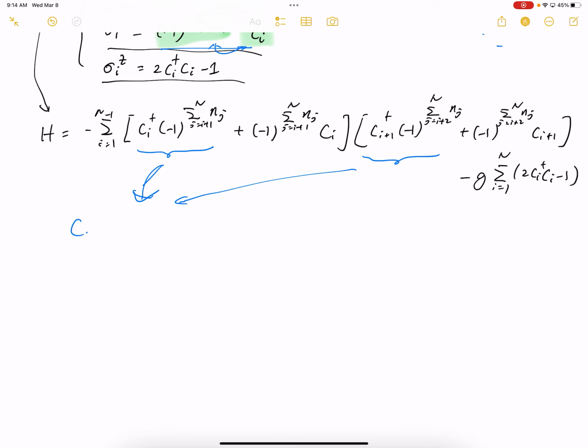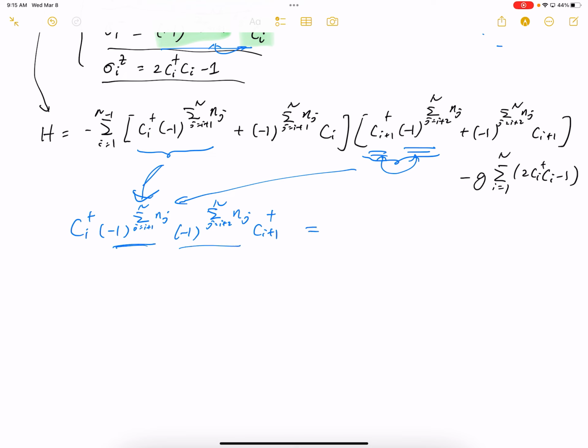Okay, so let's first write down. We have C_i dagger, and then we have (-1) to the sum over j from i plus 1 to n of n_j. And then this next term, as I said, these two actually commute, so I can write the phase in the front. So this is the sum from i plus 2 to n of n_j, and then you have C_{i+1} dagger. The only thing I did is to swap these two operators as they commute.